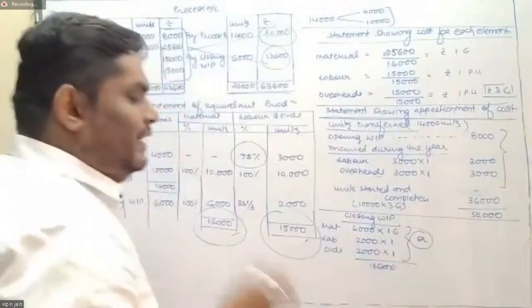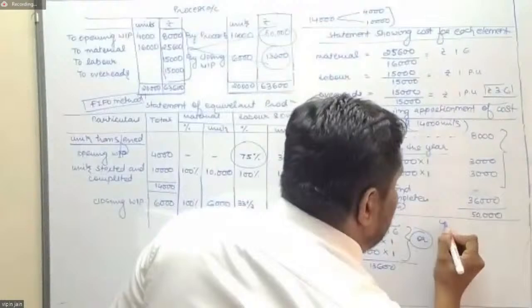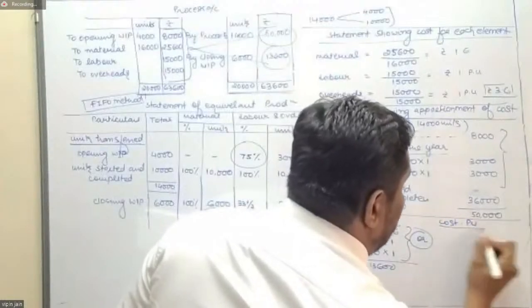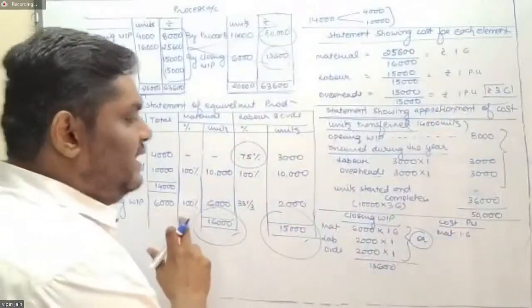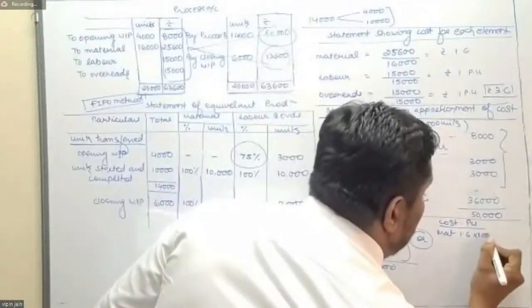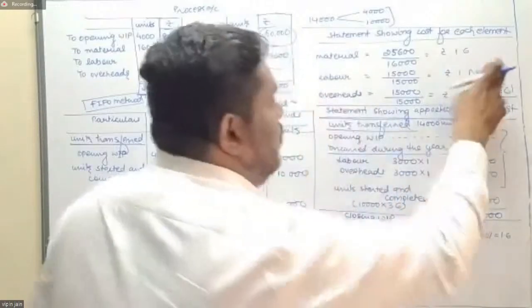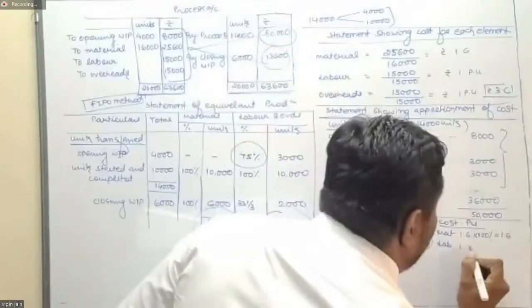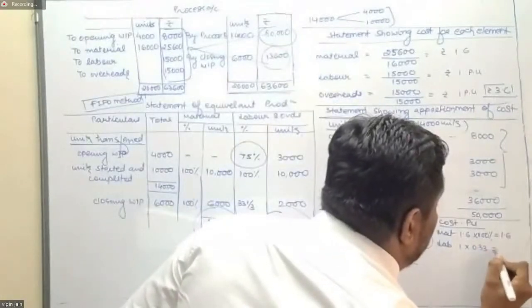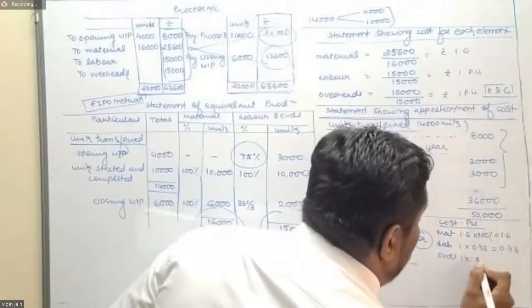Similarly, you can calculate it in an alternate way also. That is, we'll calculate first the cost per unit. That is material. It is 1.6. And since material is 100% done during this year, so 1.6 into 100%. So 1.6. Labor 1. The work that is completed is only 33%. So 1 into 0.33. So this will be 0.33. Similarly, for overheads also 1 into 0.33.